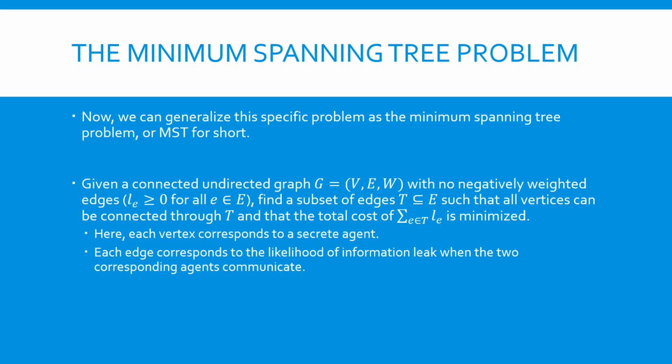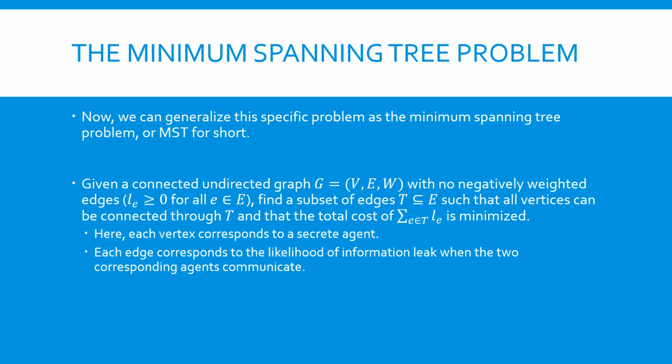Specifically, we are given a connected, undirected graph G with its node set V, edge set E, and edge weight set W, which contains no negative edges. The goal is to find a subset of edges T with the minimum total weight while keeping all nodes connected. Here, we say T is minimum because it has the minimum total weight. And we call it a spanning tree because it connects all nodes in the graph.